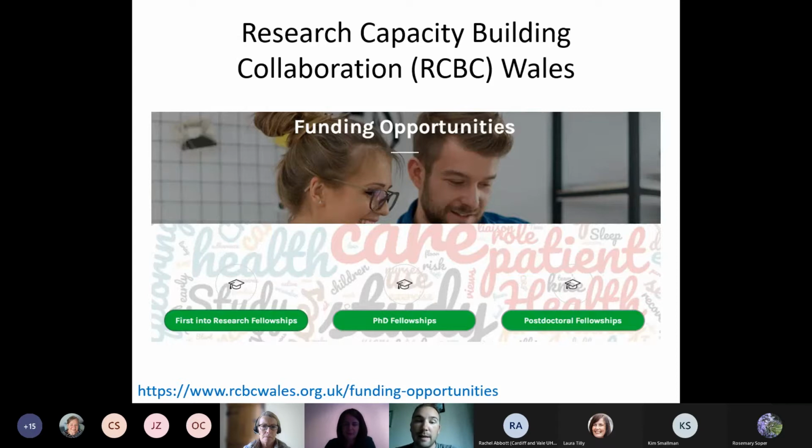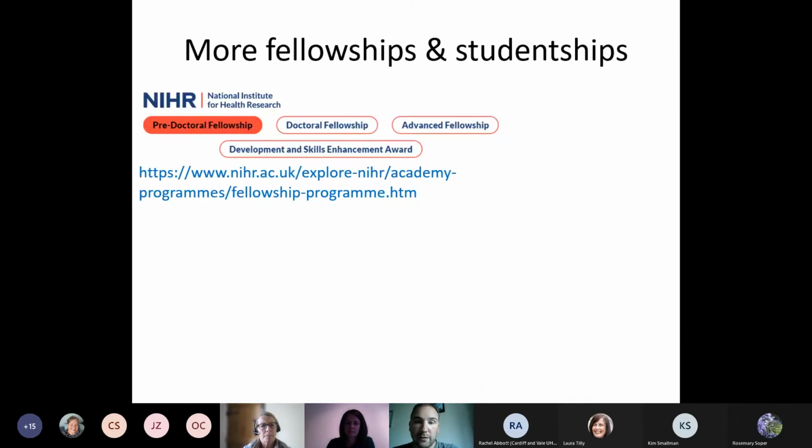So the RCBC Collaboration, that's the one for allied health professionals, funds fellowships that they call first into research, so people who haven't been research active, as well as PhD and postdoctoral fellowships, and they have one call every year, I believe. Other opportunities for fellowships and studentships include NIHR, so that's a UK-wide call, but people based in Wales are eligible for these calls.